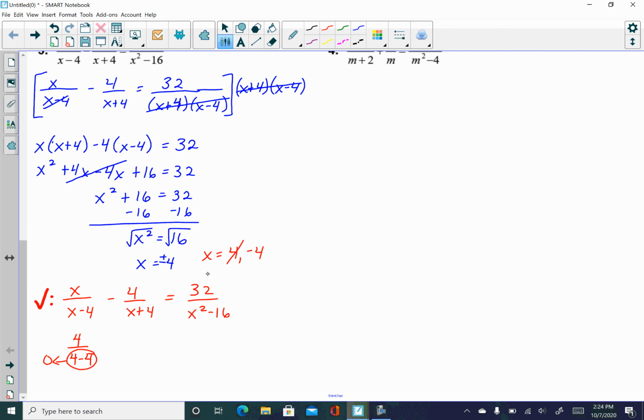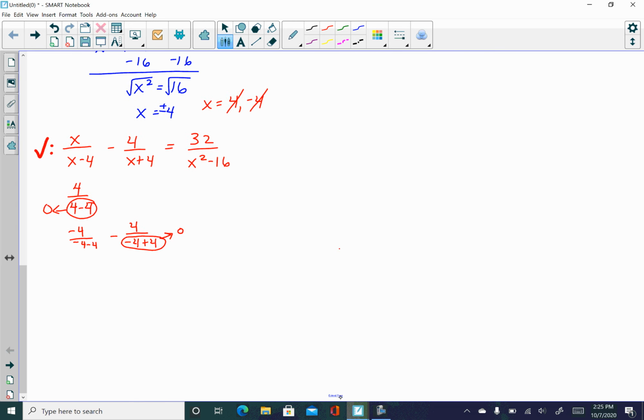If you try negative 4, it works in the first one, right? Negative 4 minus 4, so we could clean that up. But when we go to that second term, when I do negative 4 plus 4 here, that denominator now turns to 0 on me. And so negative 4 is not a solution either. And so even though we were able to go through the solving process here and find solutions, they are not solutions to this equation. So therefore, we say that this equation has no solution.